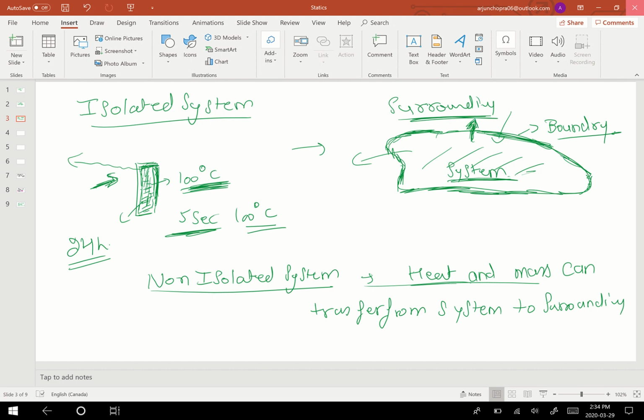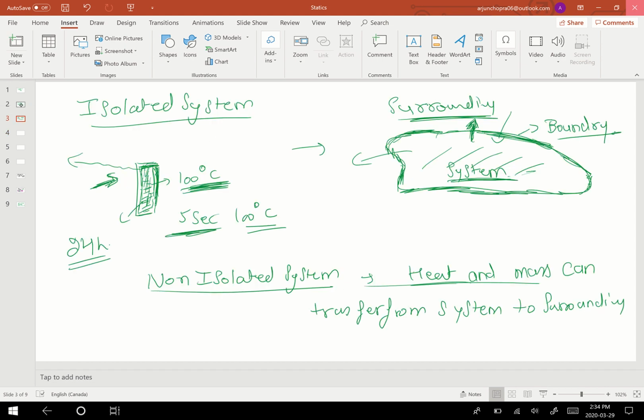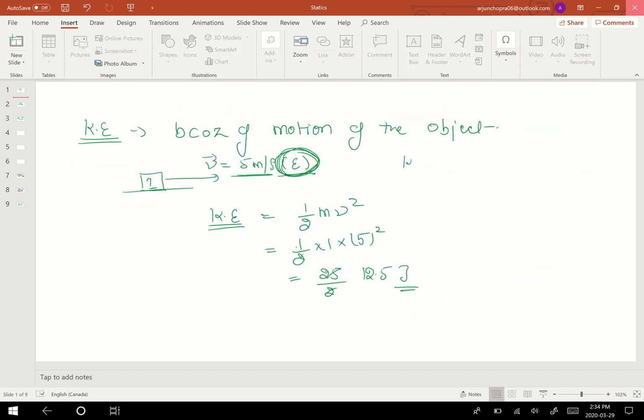Even if only the heat is getting transferred, we will still call it a non-isolated system. So hopefully you were able to understand the difference between isolated and non-isolated systems. In the next video, I will talk about mechanical energy in detail.